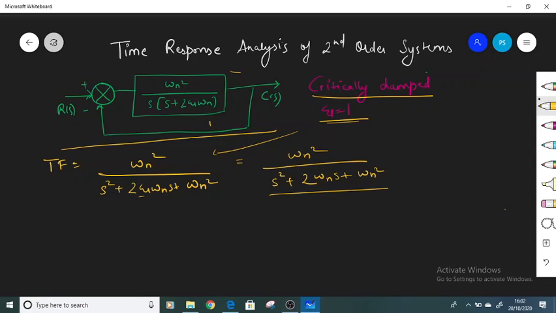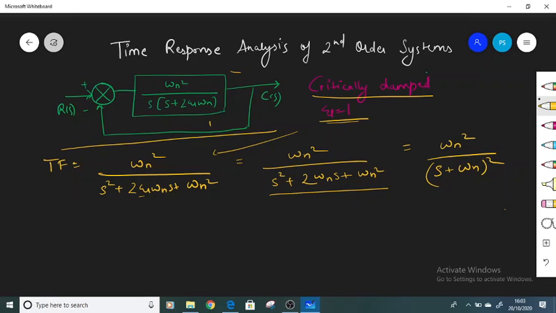Just observe the denominator. Denominator is of the form a plus b the whole square, a square plus 2ab plus b square. So it's taking the same form. Hence we can write this as omega n square divided by s plus omega n the whole square. A plus b the whole square. Hence s plus omega n the whole square.